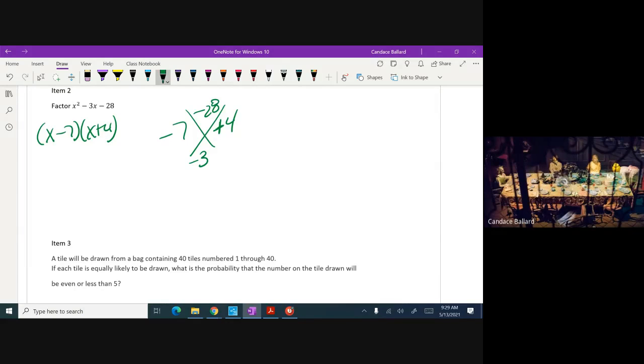Okay, it's not equal to 0. So some of our brains are going to grow because we went too far. So this is where you stop when they're asking you to factor.